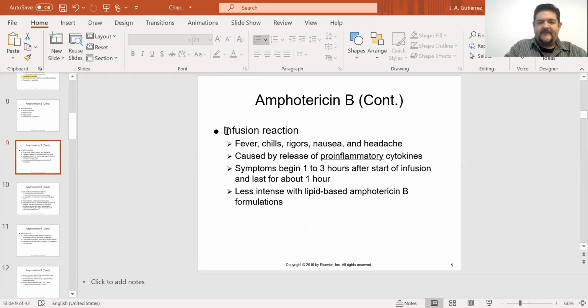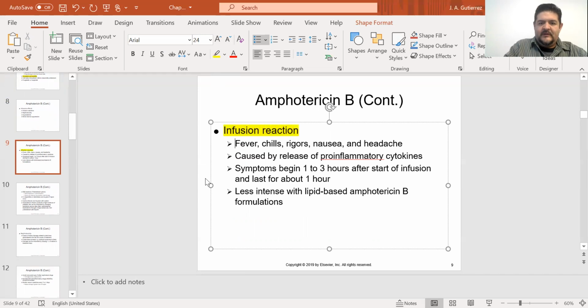So the patient may have infusion reactions. The patient is going to say, I have fever, I have chills, I have rigors, nausea, headache, and all this is happening while the medication is being infused. This seems to happen because this medication is very aggressive and produces irritation. We are going to release chemicals that promote inflammation, and these chemicals that promote inflammation are the reason the patient has all these symptoms during the infusion. Usually the symptoms last 1 to 3 hours.